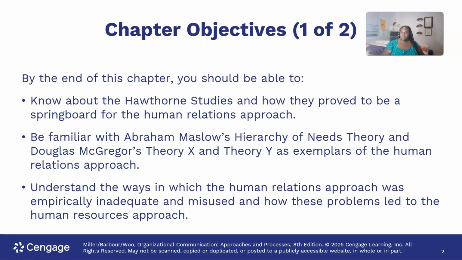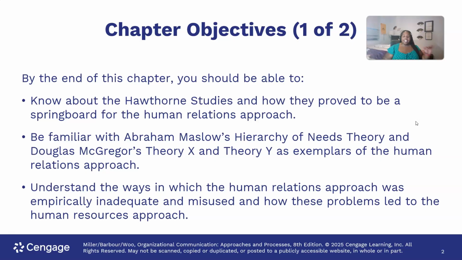All right, so we're going to explore the Hawthorne studies and also talk about Maslow's hierarchy of needs and how it pertains to Theory X and Theory Y. We're also going to talk about how the human relations approach was inadequate and misused, and how these problems led to the human resources approach.